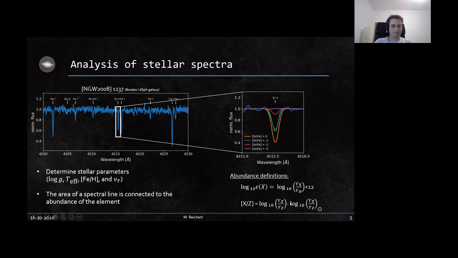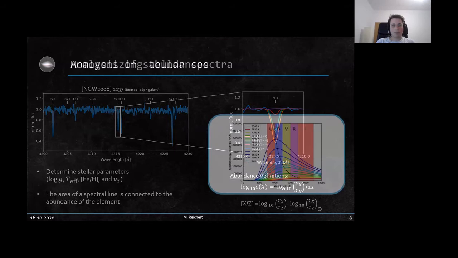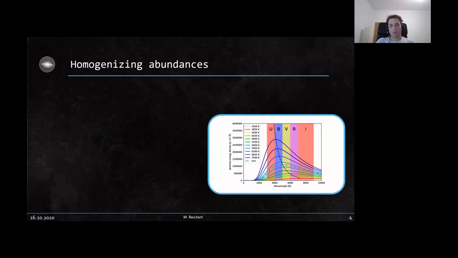But when analyzing abundances, there can be systematic differences depending on the method that you choose. And just as an example, when you determine the temperature of a star, you could, for example, make use of the fact that it's a black body, and you have here for different temperatures the spectral energy density of a black body. And then you can connect the color of a star to its temperature. This would be one method.